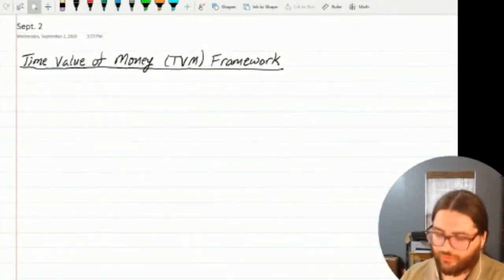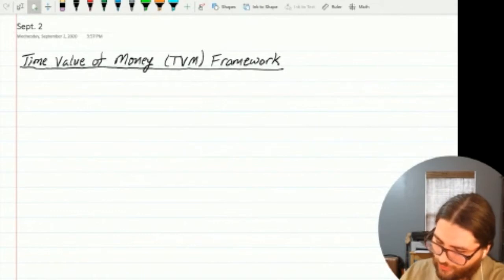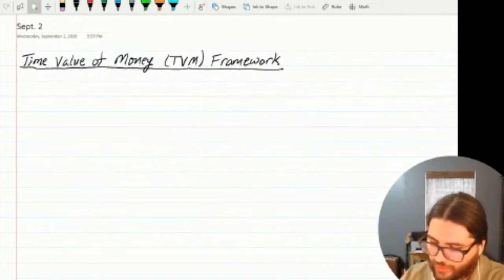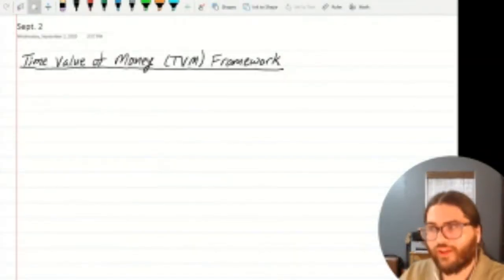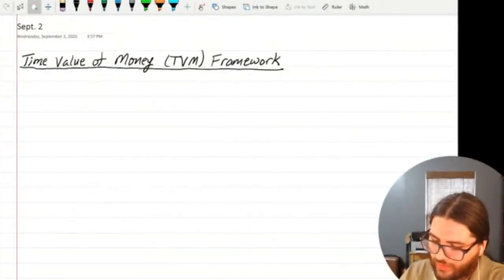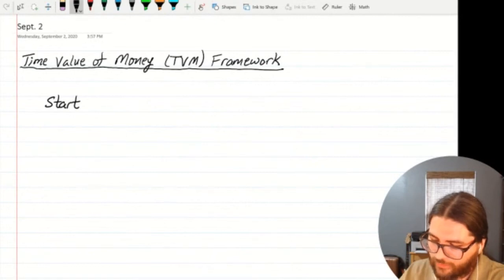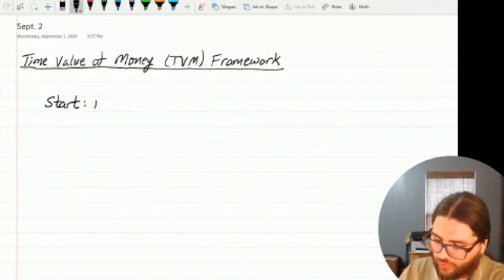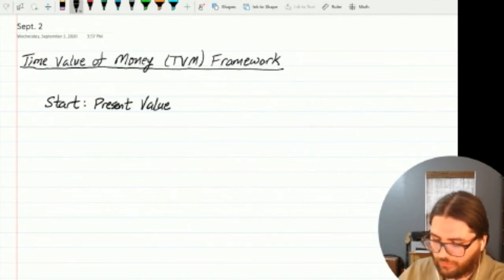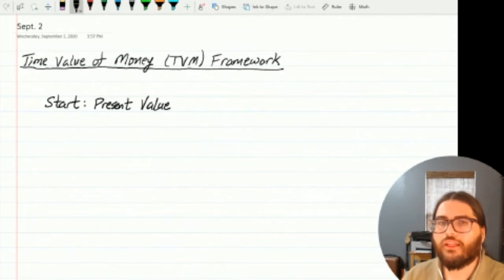The first time value of money, let's do the definitions first. When we talk about time value of money, we're always concerned not just with the value, but exactly when that value applies. So if I start at any point in time, I'll start with the present value. That's usually what we're talking about. The starting day is today.